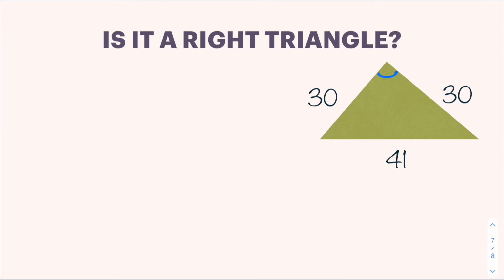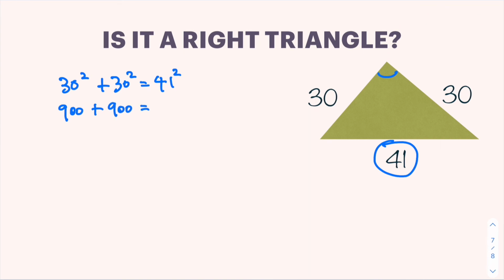What is our longest side in this case? It is 41. So if this is a right triangle, then the Pythagorean theorem suggests 30 squared plus 30 squared is equal to 41 squared. If this equation is true, this triangle is a right triangle. So we're going to check. 30 squared is 30 times 30, and that is 900, plus, again, 30 squared, 900, is equal to 41 times 41. And if you use a calculator for that, you will find that it is 1681.